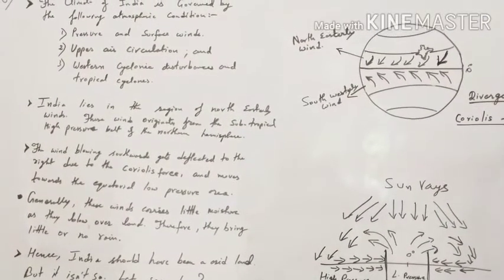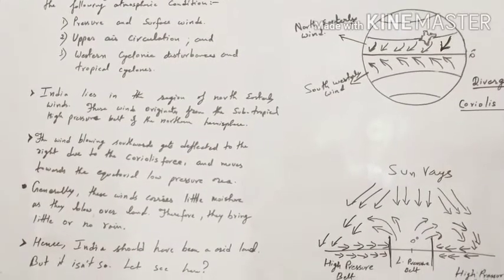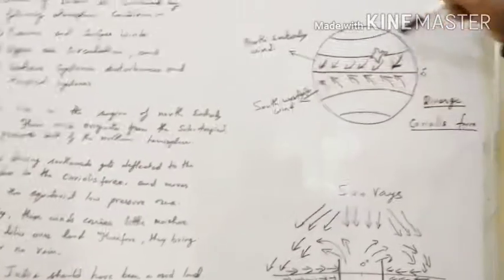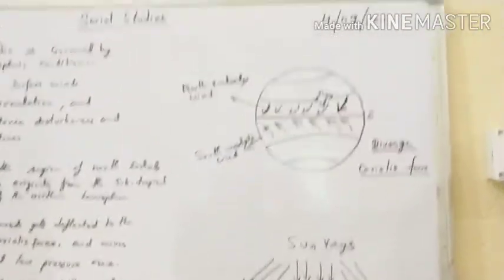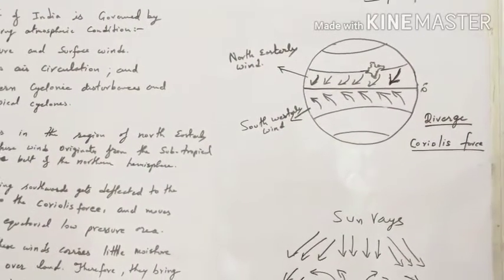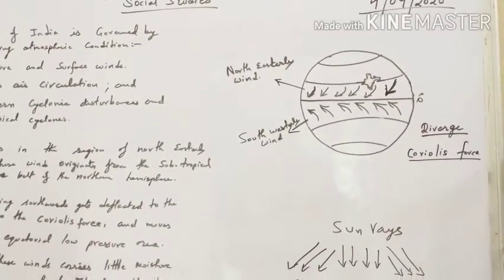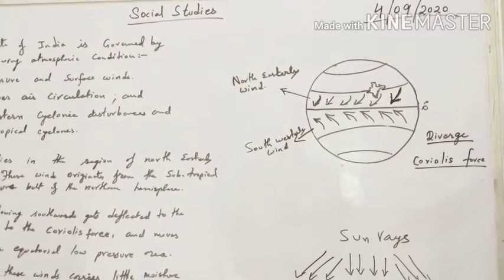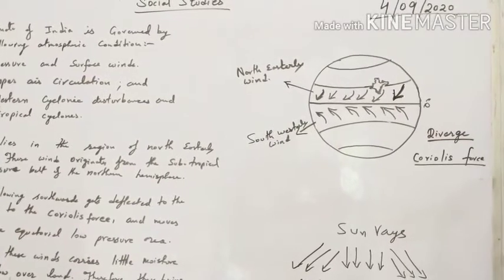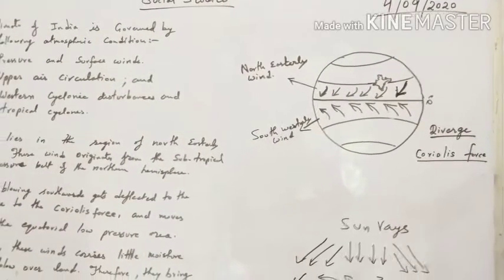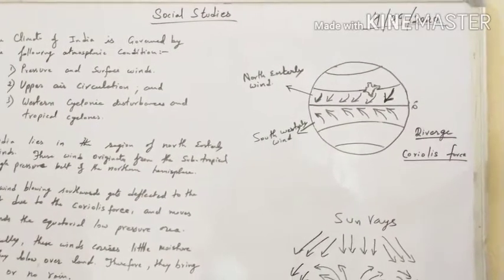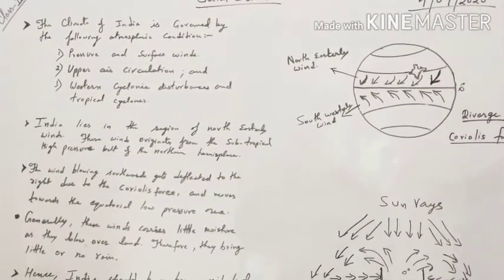Now generally this wind which is coming from the northeast carries little moisture as it blows over land. Now you know that in the north of India, you can see there is China, and above it there are continental land masses. That means there is a huge area which is covered by land and the water bodies are very few. So the wind which blows from the northeast blows over the land, and that is why it does not carry much moisture. So since it does not have moisture, it will cause very little rainfall.